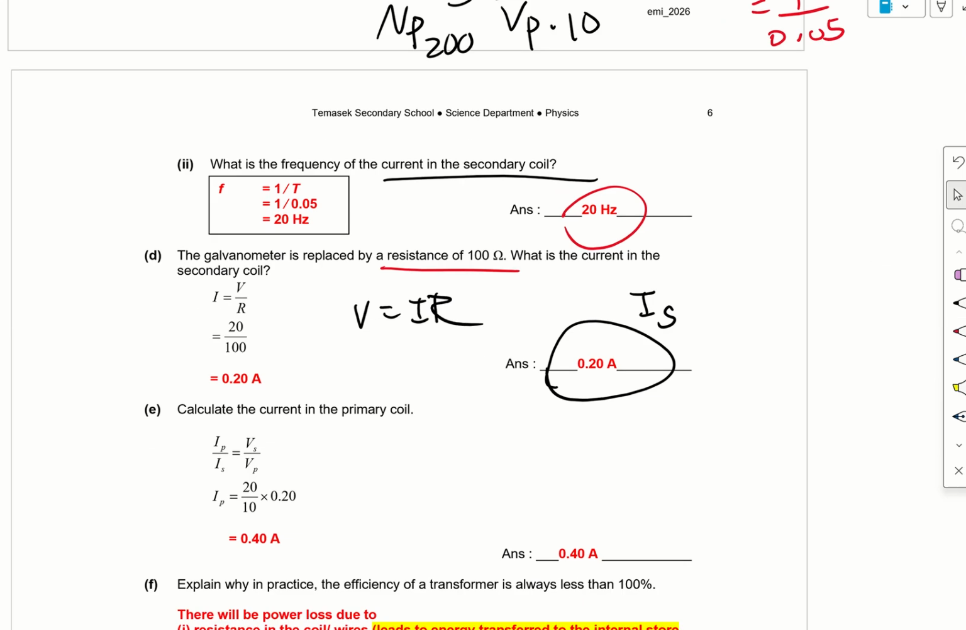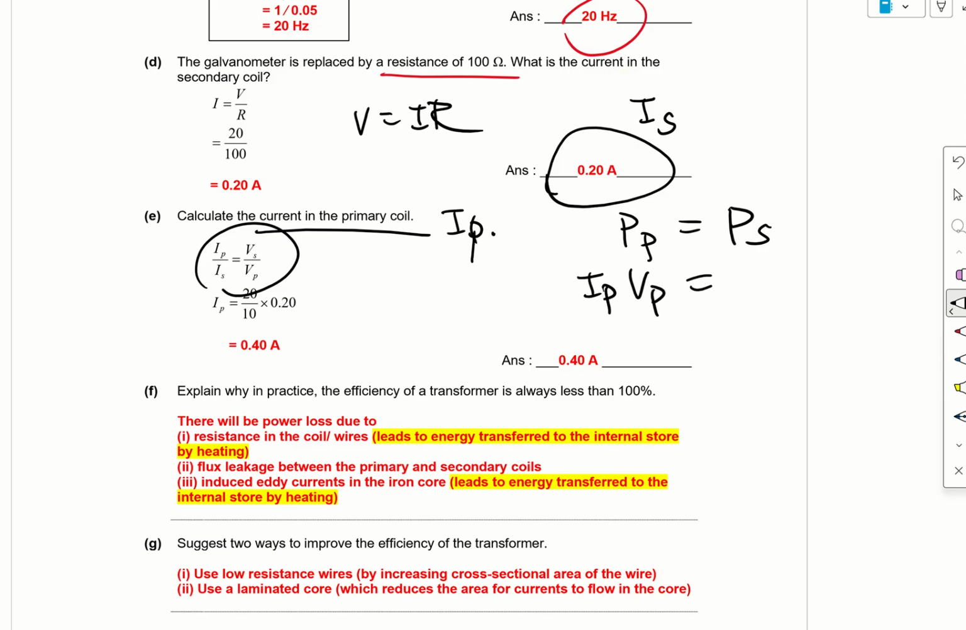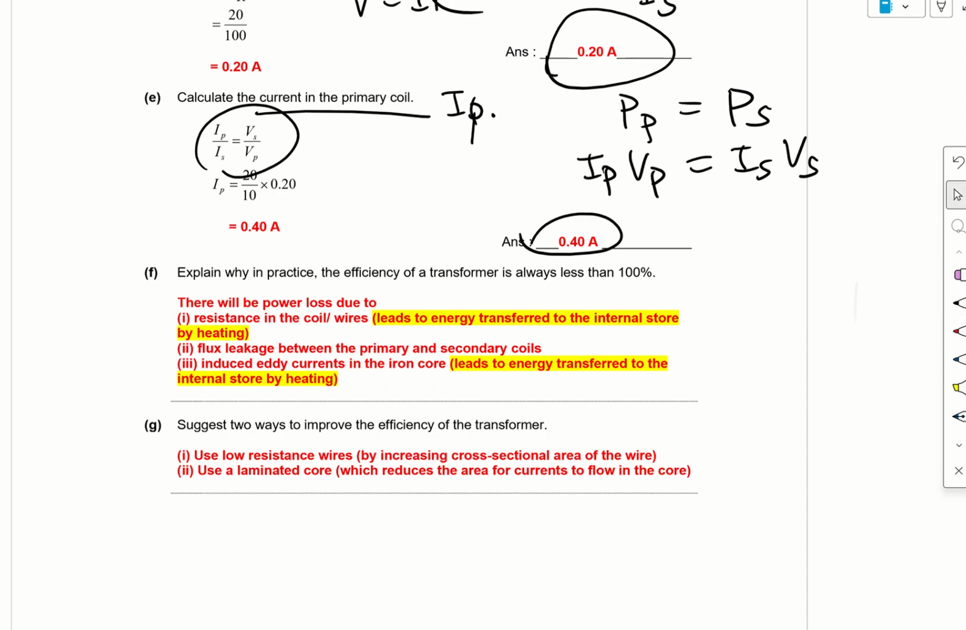Okay, and because it's ideal, we can actually calculate the current in the primary coil, which is IP. Okay, so how do we get this formula? Very simple. If it's ideal, it is PP equals to PS. So IP VP equals to IS VS. Then you substitute in, you'll get 0.40 ampere.